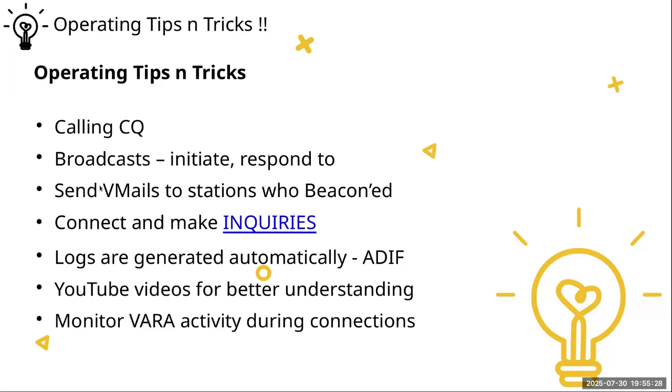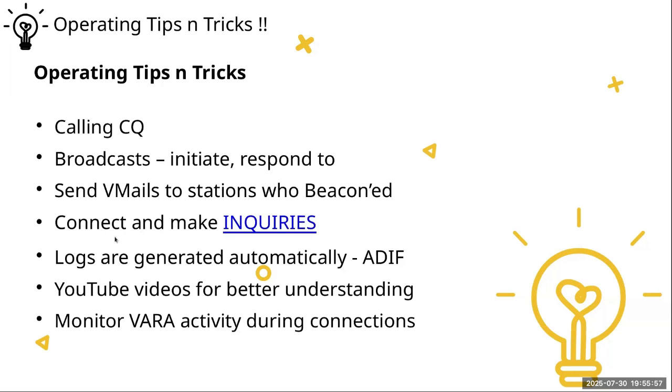And then send VMails to stations who have beacons, so you know it's somebody that's active. You can see how long ago they've made a call and connect to them directly. First, compile a VMail, or if you want to, you can go keyboard to keyboard and chat with the guy, assuming that he is at his PC at the moment.